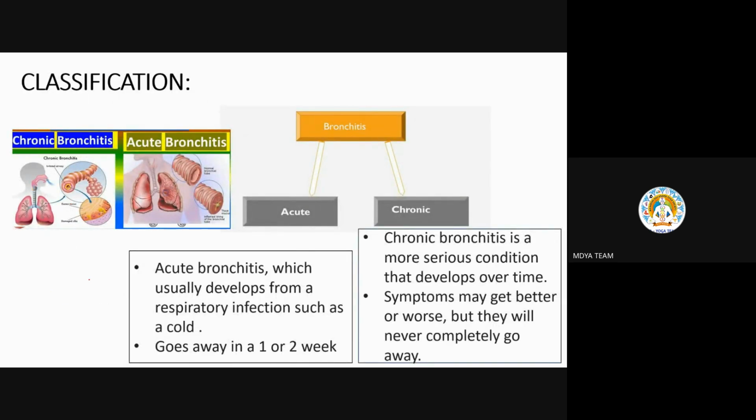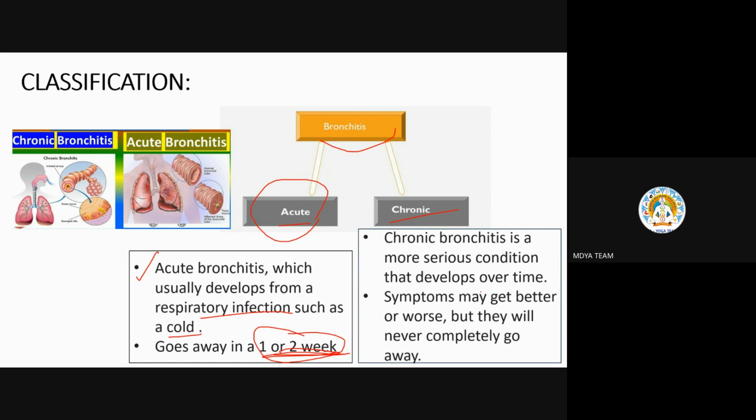Now, classification, this is important again. We are studying chronic bronchitis, but bronchitis is further divided into two: chronic and acute. From the names themselves, very simply, chronic is for a long period, acute is for a short period. Acute bronchitis usually develops from respiratory infections such as a simple cold or cough, and goes away within 1 to 2 weeks. You have to learn only this line: acute, 1 to 2 weeks.